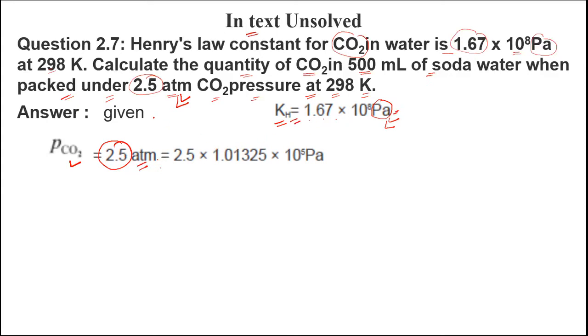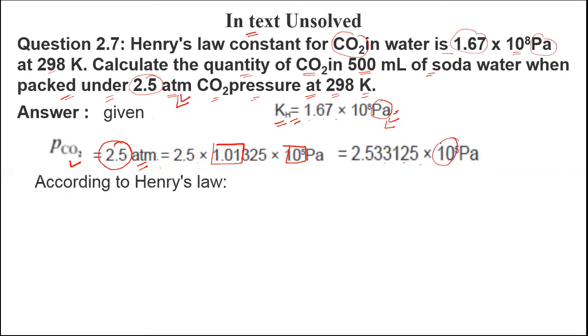So in 1 atmosphere, the number of Pascal is 1.01 into 10 to the power 5. When we multiply it, the value comes to be 2.533125 into 10 to the power 5 Pascal. According to Henry's law, P of CO2 is equal to KH into mole fraction. Here KH is Henry's constant. So mole fraction will become pressure of CO2 divided by Henry's constant.